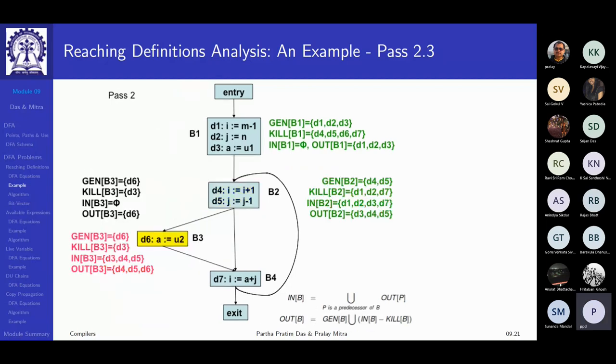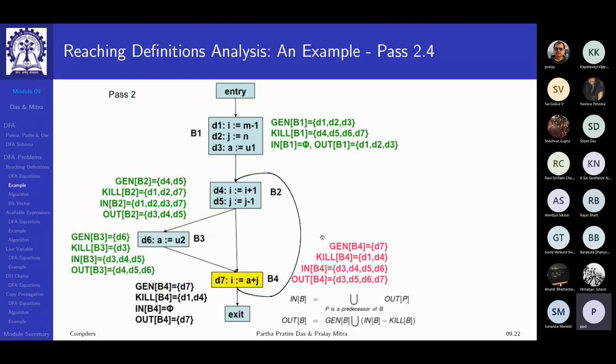Let's do it for block 3. Blocks 1 and 2 have been computed already. In block 3, in black is what it had. And now what is its inset? Its inset is the out of B2, which is D3, D4, D5. The outset of B3 will be gen D6 and in minus kill. So D3 goes, and you just remain with D4, D5. So you have D4, D5, D6. D4 and D5 have got added in this pass.